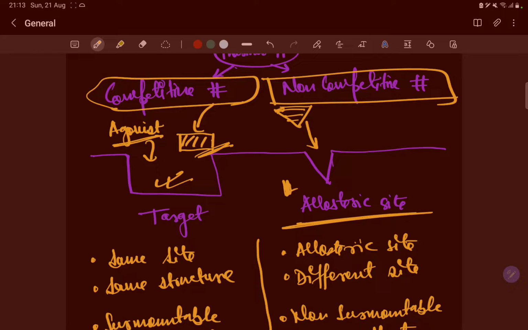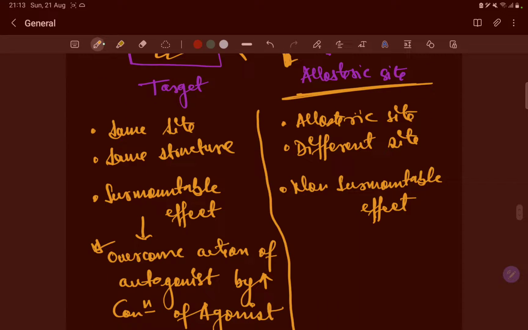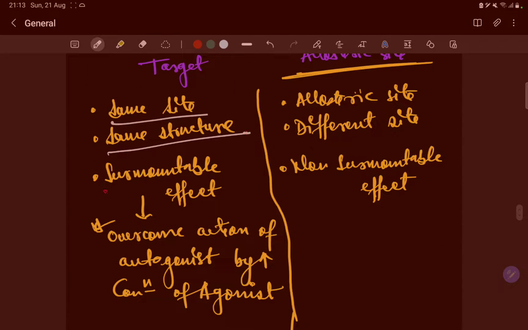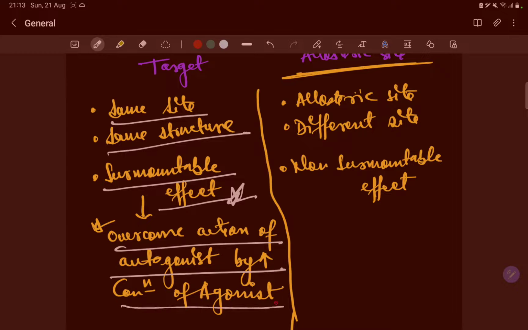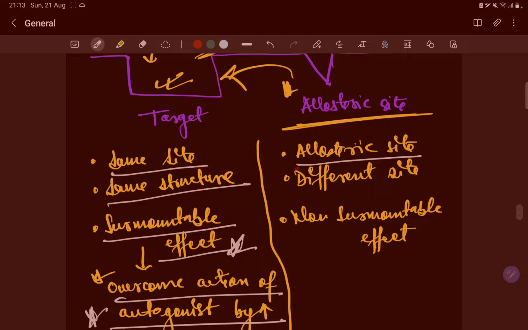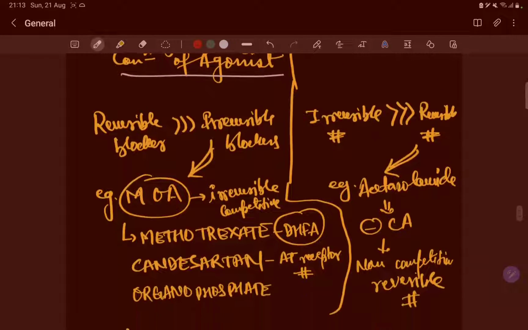Okay, it will be close to the target and it will modify some changes in the target so that it will not bind. Okay, so it will bind on the same site, which is competitive antagonism, same structure, surmountable effect is present, that is, overcome the action of the antagonist by increasing the concentration of the agonist. So these are the surmountable effects present in the competitive antagonism. In the non-competitive antagonism, they will bind on the allosteric site, they have a different site and a non-surmountable effect.